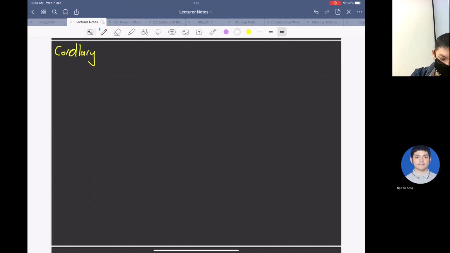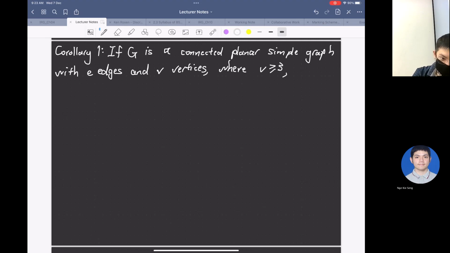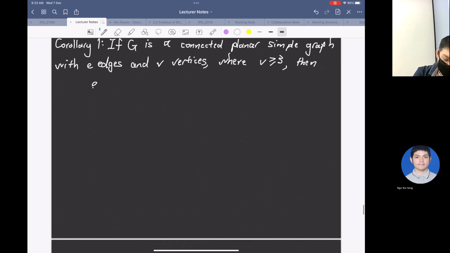So corollary 1 is: if G is a connected planar simple graph with E edges and V vertices, if V is greater than or equal to 3, then E is less than or equal to 3V minus 6.